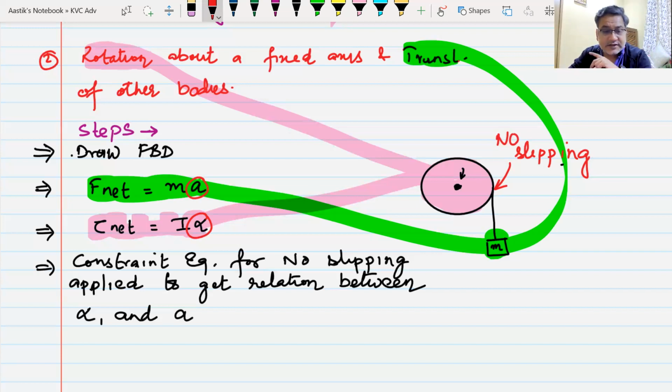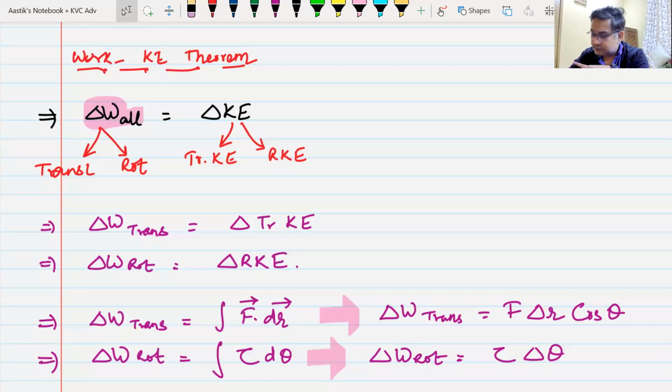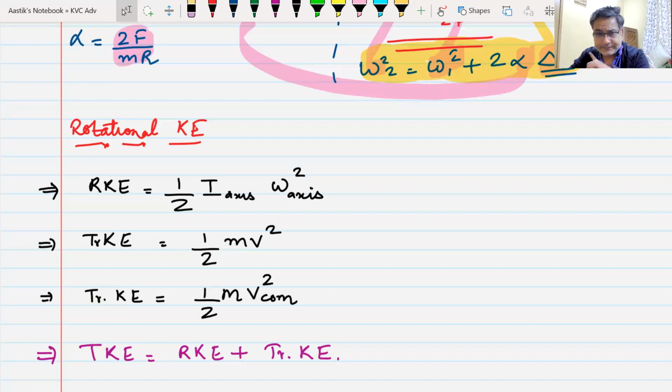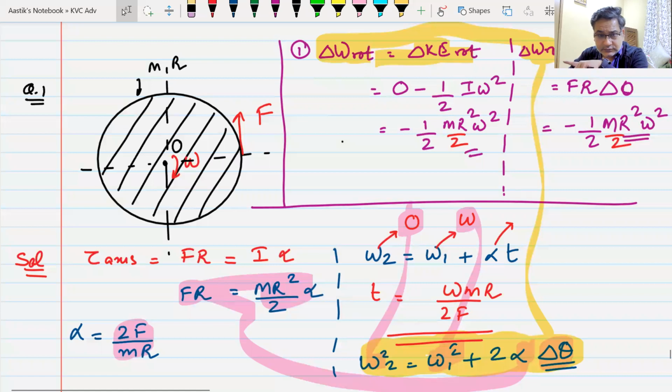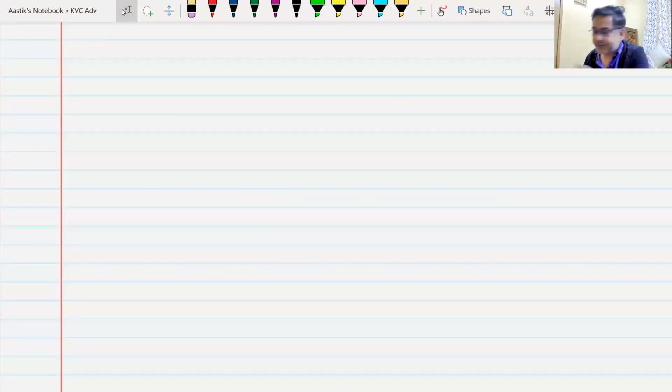We have understood this work energy theorem, yes or no? Yes, sir. We have understood how to find out rotational kinetic energy. We understand how we did this question? Yes, sir. Okay, then we move on to this question.